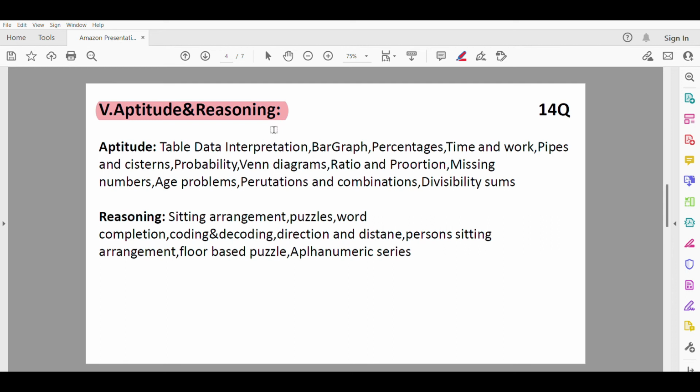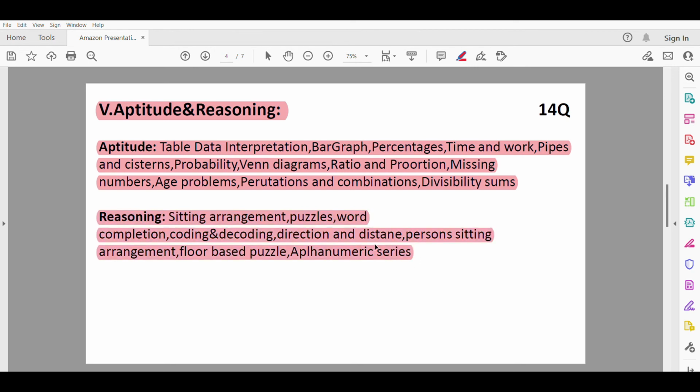The aptitude contains table DI, bar graph, percentage, and time and work sums. These are all the topics included for aptitude. For reasoning, they ask questions like sitting arrangement, puzzles, and word completion. In total, this test has 14 questions, and we will be given maybe 20 to 25 minutes, I don't know clearly. So aptitude and reasoning is the main test for quality specialist.